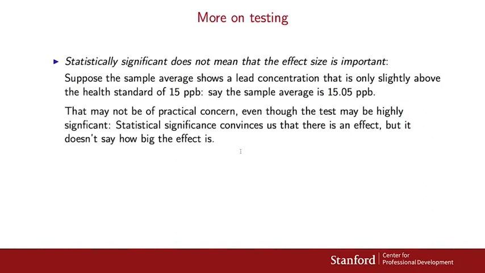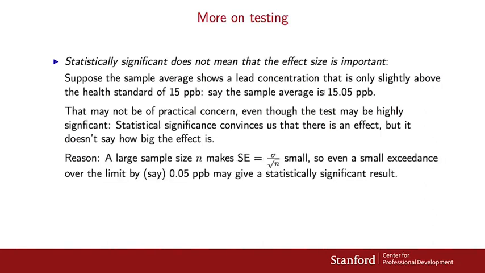But it may turn out that the statistical test we just did is highly significant. How can that be? Well, statistical significance simply says that we can be confident that the effect is there. It doesn't say how big the effect is. So how can it be that a small difference, such as going to 15.05, will result in a highly significant test? Well, the answer is the square root law.